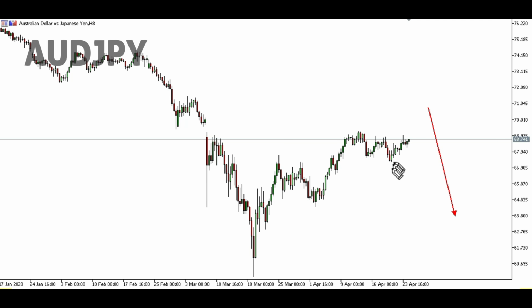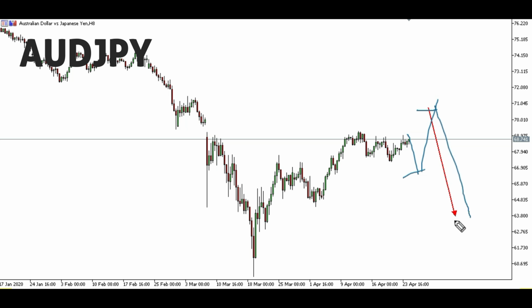For AUDJPY, this is similar to AUDUSD. From here, we focused at a down move, but this setup shows that there might be a pullback here to this level, then up. Then the up move from this level is going to push from here to here after this movement completes. That's for AUDJPY. We might get a down move here.